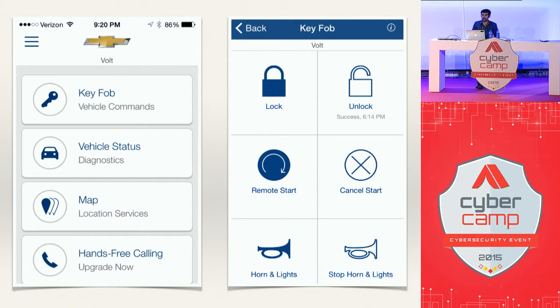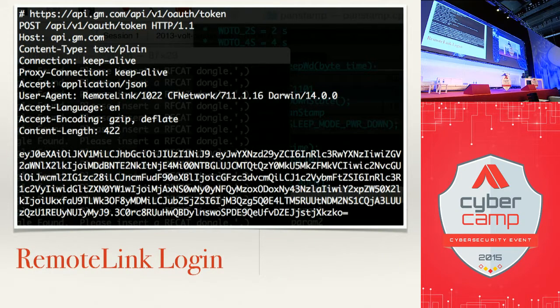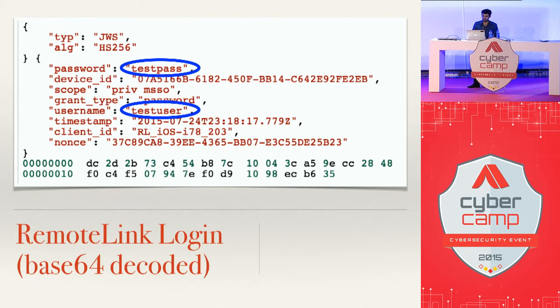Now, because this is a mobile app, it must be talking to some server. So I installed a certificate authority on my mobile device to start seeing what this OnStar app is sending, and performed an SSL man-in-the-middle attack, and finally was able to sniff what it was sending. And quickly I saw it was sending basically the username and password in the clear. This is after it was base64 decoded.